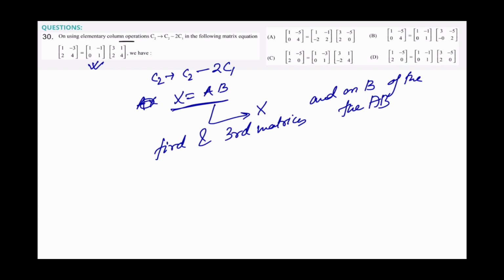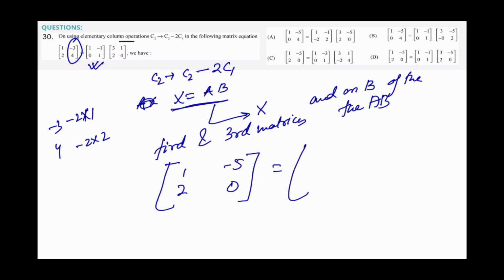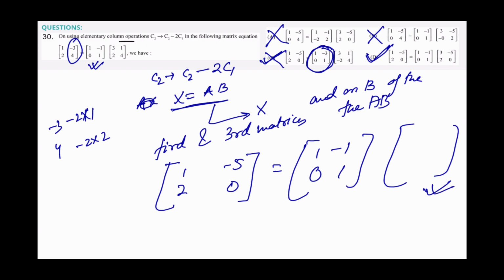Clear? So in the first one, if I apply, what will I get? 1, 2 will remain the same. Column 2 is equal to, so minus 3 and 4, minus 2 times of 1 and minus 2 times of 2. So minus 3, minus 2, minus 5 and 0. And this will be the same as it is: 1, minus 1, 0, 1. And if you see 1 minus 2, 1 minus 5, 2, 0, this one is not possible. Here there is a change in the second one, so this is also not possible. Directly the answer will be this. Nothing more than that. You just have to do this. You don't even have to do the last part.